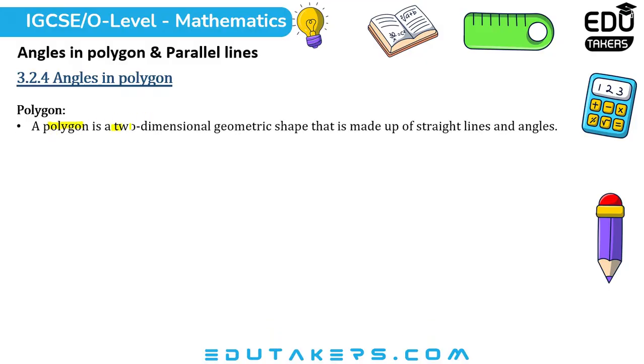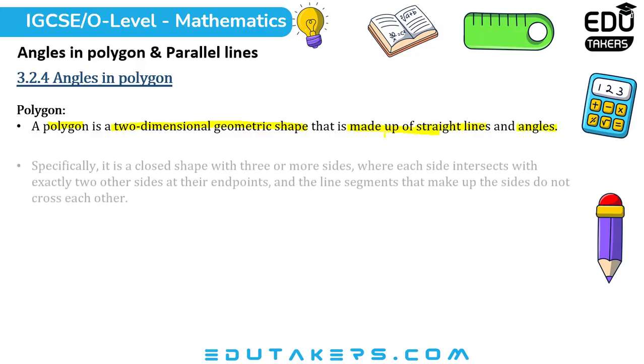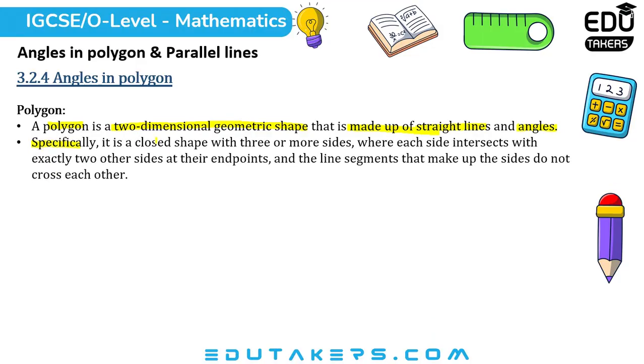A polygon is a two-dimensional geometric shape that is made up of straight lines and angles. Specifically, it is a closed shape with three or more sides, where each side intersects with exactly two other sides at their endpoints, and the line segments that make up these sides do not cross each other.